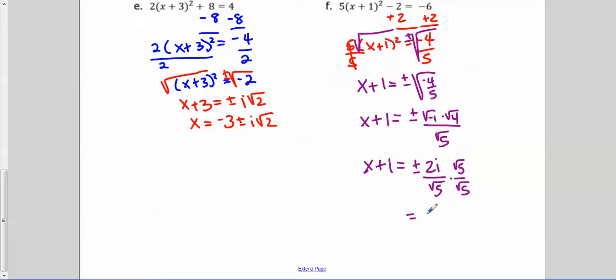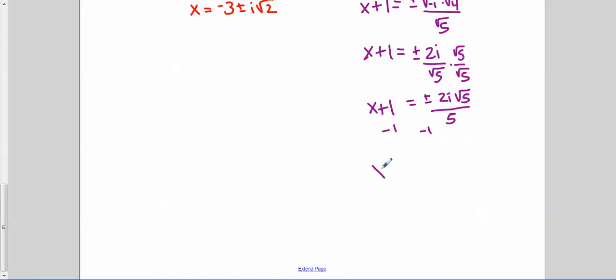So I have plus or minus 2i. I have a root 5 up top, but on the bottom, the square root of 25 is 5, so that's going to be a 5. I still have x plus 1, so now I can finally move my 1 over there by subtracting 1 from both sides. And then I have x equals negative 1, plus or minus 2i root 5 over 5.